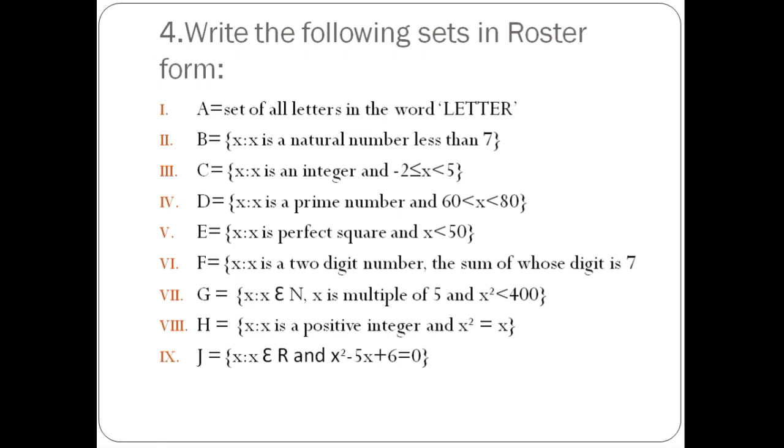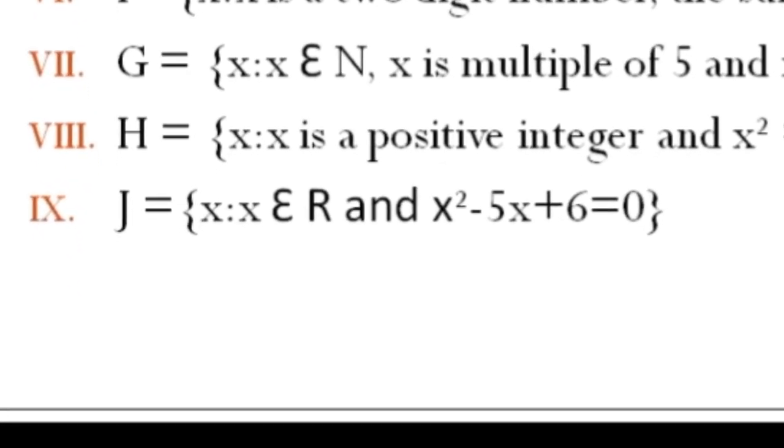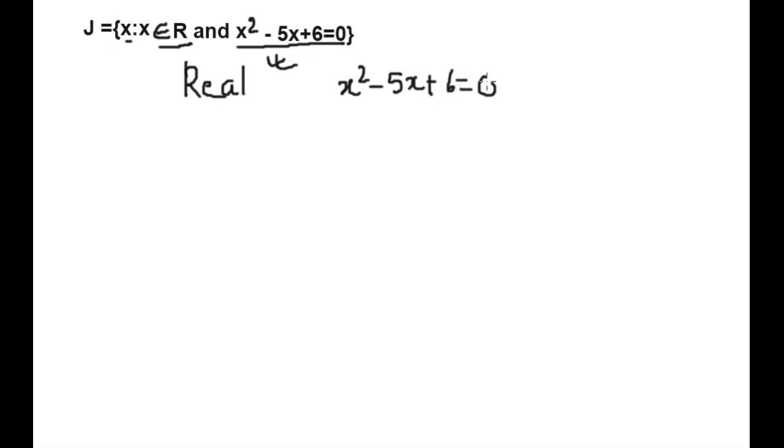Question number 9. J is a set of x where x is an element of R and x square minus 5x plus 6 is equal to 0. Let's start to write in roster form. So our question is, J is a set of x where x is an element of R. R means real number. And x square minus 5x plus 6 is equal to 0. So let's start to solve this equation. x square minus 5x plus 6 is equal to 0.